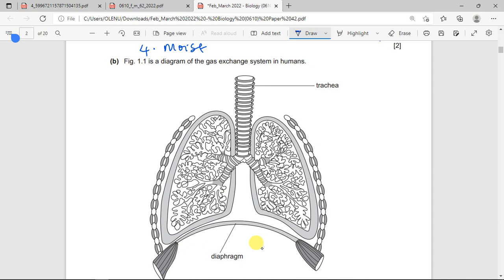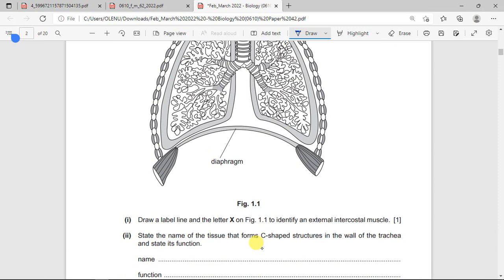This next question is 1b. Figure 1.1 is a diagram of the gas exchange surface in humans. This is the trachea, this is the bronchus. You have bronchi, then the alveoli. This is the lungs itself. This is the external intercostal muscle, the internal intercostal muscles, and the diaphragm. So what is this question about now? They said draw a label line on the letter X on figure 1.1 to identify the external intercostal muscle.